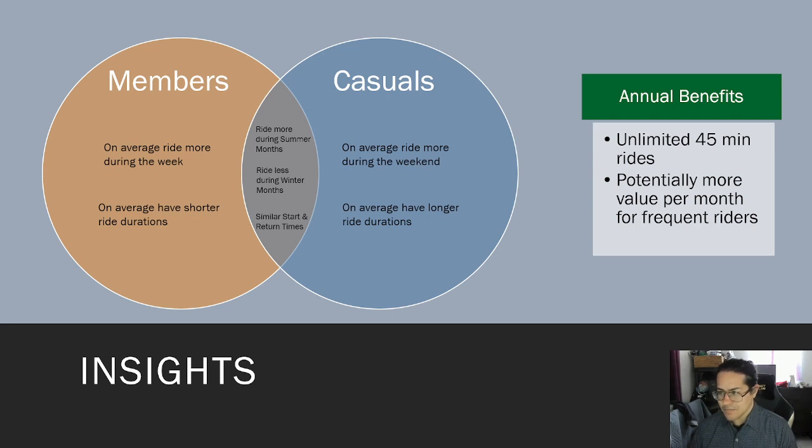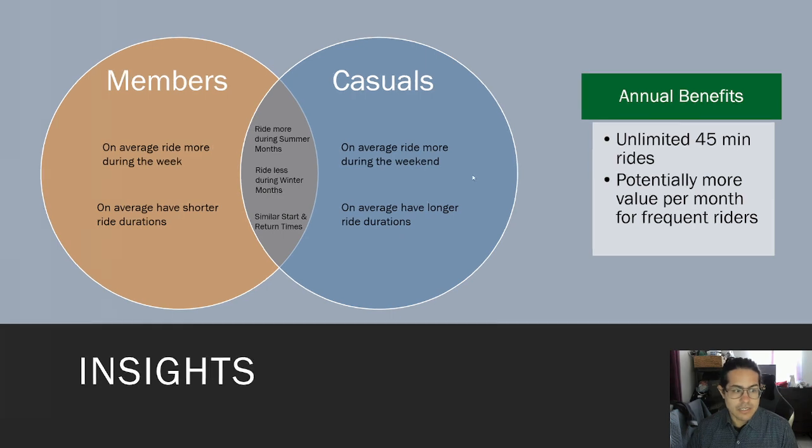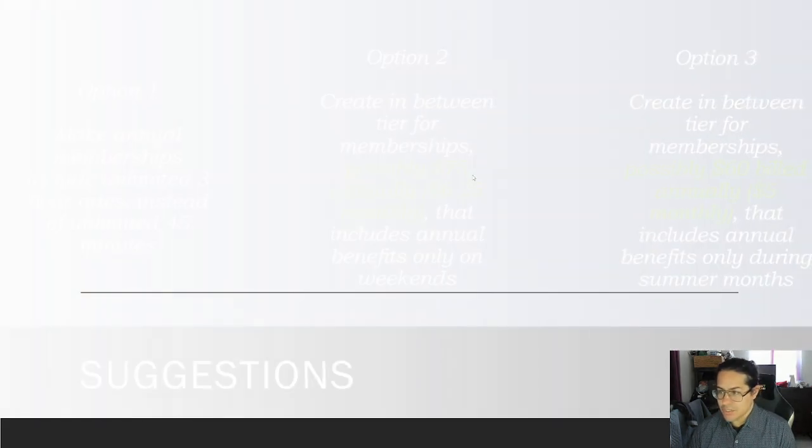What casuals use the service for are long rides, and they typically have more traffic during the weekend. So for us to be able to incentivize them and convert them from casual users to annual members, we have to make the annual benefits appeal to them. So I have 3 different options on how we could bring that to fruition.